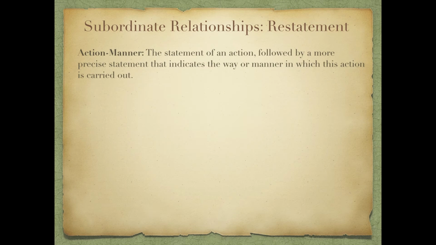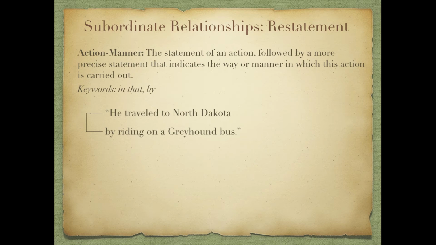This one, the statement of an action followed by a more precise statement that indicates the way or manner in which this action is carried out. Keywords include "in that" or "by." How about this? He traveled to North Dakota by riding a Greyhound bus. The action, he traveled to North Dakota. What was the manner in which he did that? By riding on a Greyhound bus.